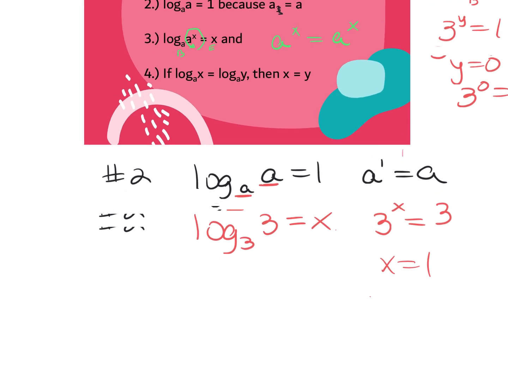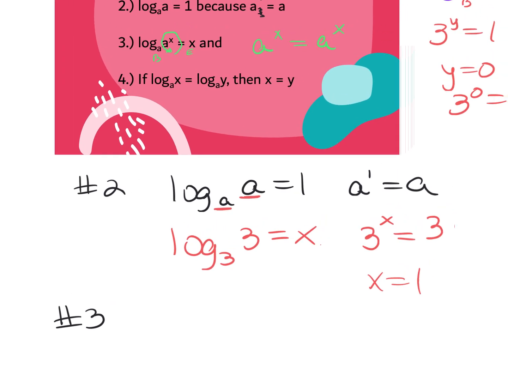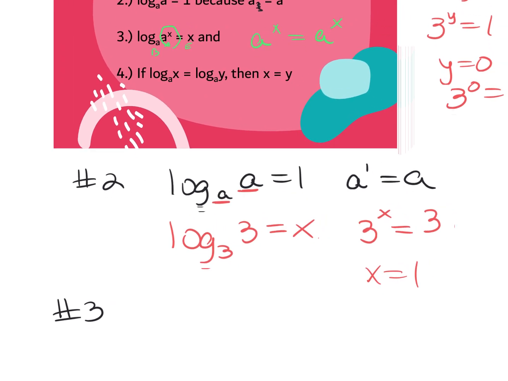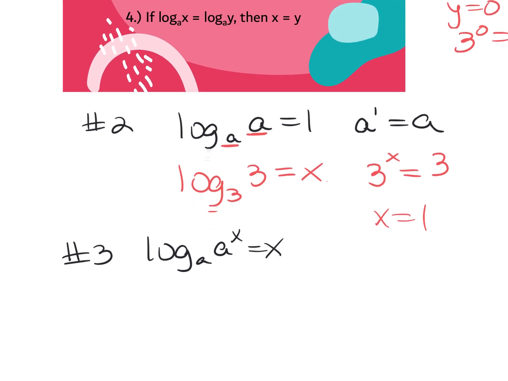So what we're doing here on the third property, fill that other little piece in. For the third property, log a to the x equals x. Again, b, a, e. The base is the a. The exponent is over here, it's the x. And it equals this whole answer, a to the x.